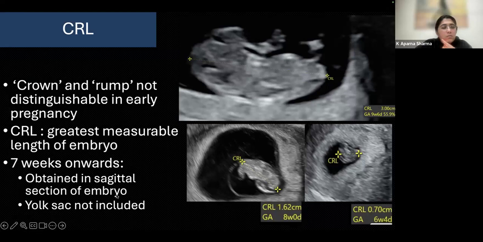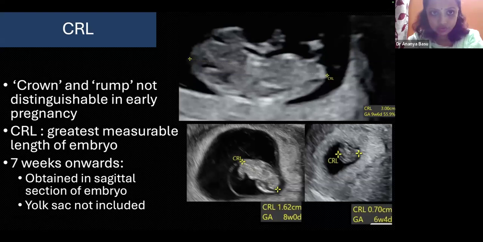So I was talking about CRL. ISUOG has given us clear-cut guidelines about the measurement of CRL, but an ideal CRL measurement, when the fetus is hyperflexed before 8 weeks of gestation, is not possible. So then we take the greatest dimension of the fetus, whatever we are seeing. But between 8 to 14 weeks of gestation, we can correctly measure the CRL, excluding the yolk sac, according to the ISUOG guidelines, and accordingly we can assign the gestational age.